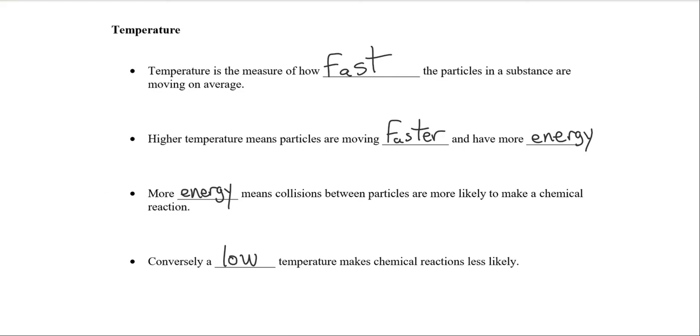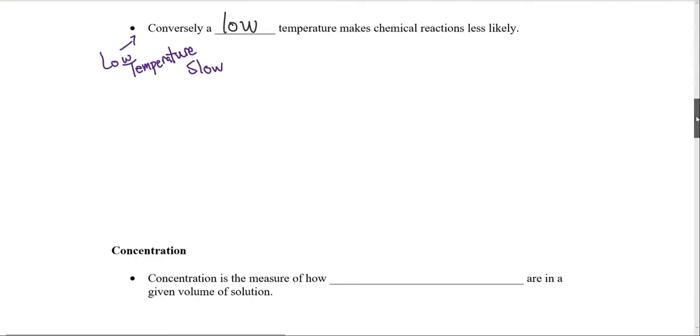So in this case, where we have high temperature, there are going to be many chemical reactions occurring, and that means this is going to make a fast reaction. And in the second case here, where we have a low temperature, not as many chemical reactions are occurring, which means this is a slow reaction.